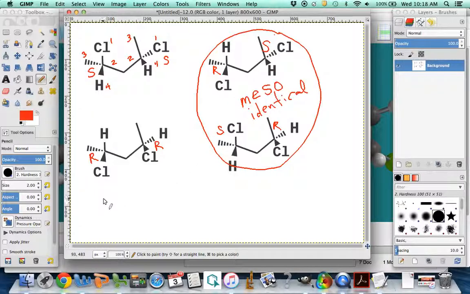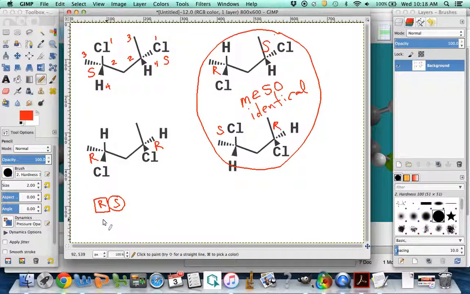Okay, if we have 2 sides to a compound that are different from each other, we might say one of them's a square and the other one's a circle. Right? And these squares and circles could be R's or S's.